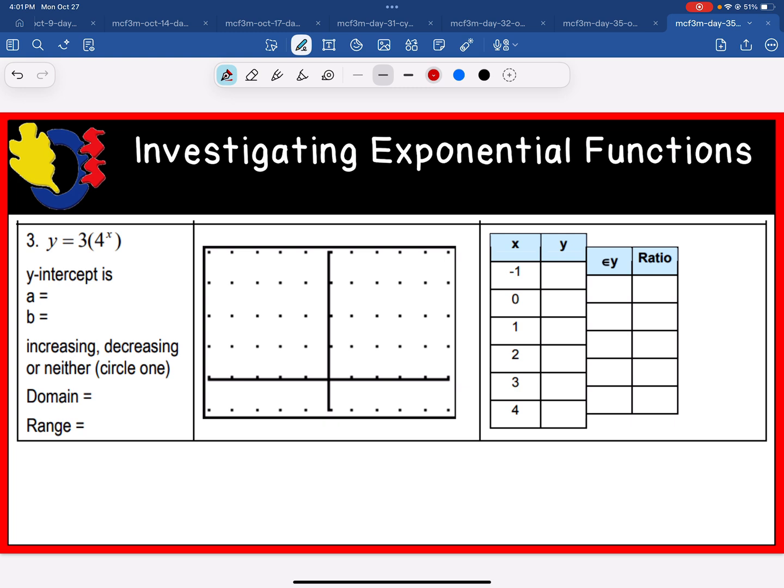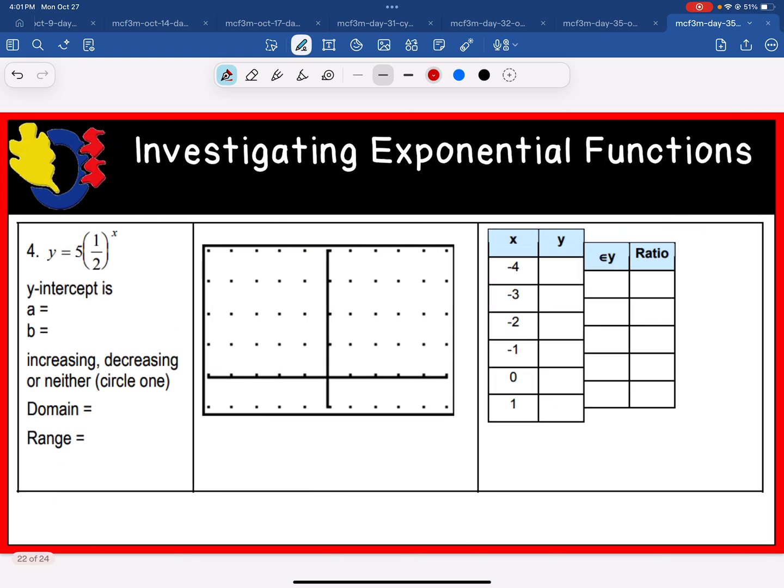All right, let me see here. Let's skip ahead. Okay, let's try this one where we have 1/2 as our b value. So the y-intercept, if we plug this into Desmos, actually, you know what? I think we'll just say that's the end of this video. You can go ahead and plug this into Desmos and see what happens.